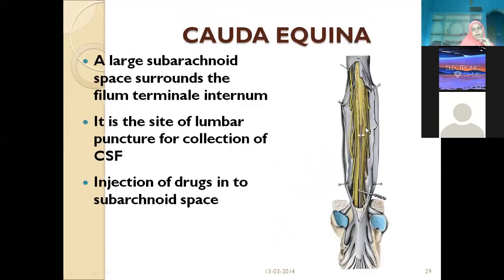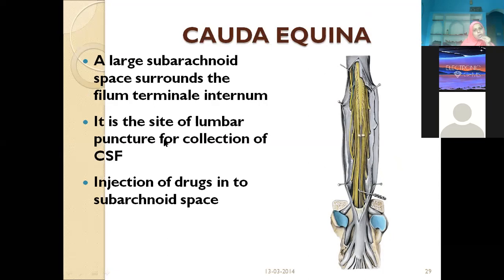So cauda equina is nothing but, equina means horse tail, it is a ponytail, it looks like. Okay, that's why the word. So that means the bundle of nerves, the bunch of nerves which are attached to the conus medullaris, all of them should travel to some extent and they should come out through their respective intervertebral foramina. That's the reason they are initially at the L1 level, they all look like a bunch. That's what is called cauda equina. A large subarachnoid space surrounds the filum terminale internum.